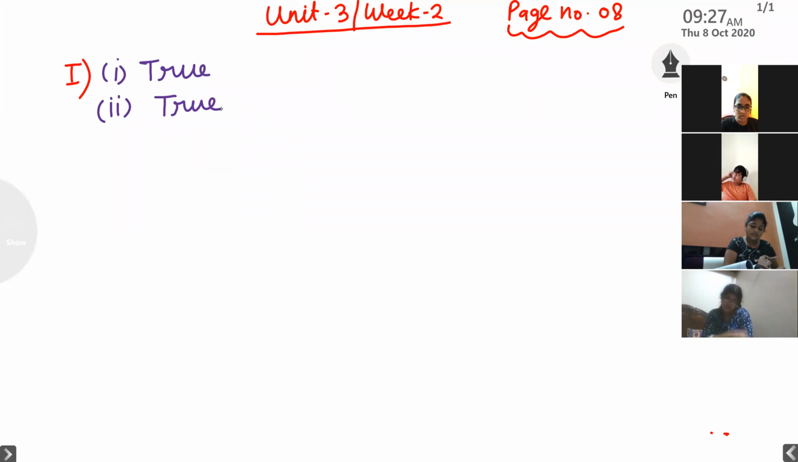Okay, next. Third, a parallelogram can be constructed uniquely if its sides are given. Answer is false.